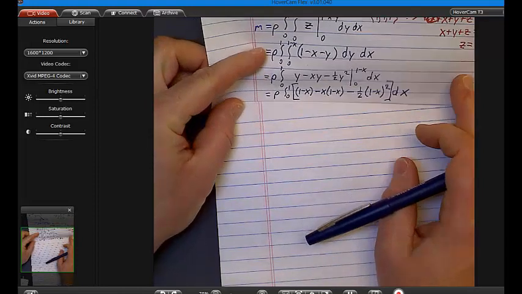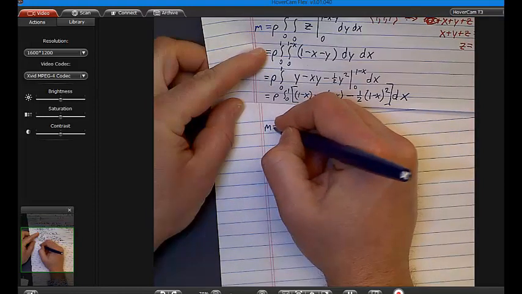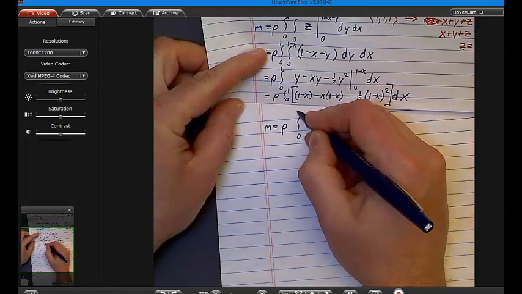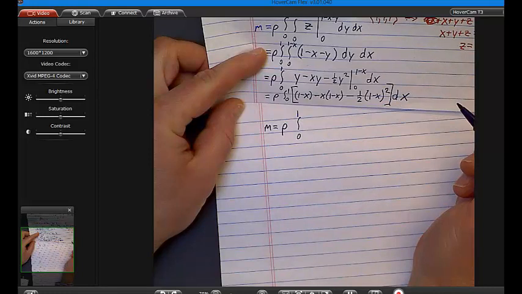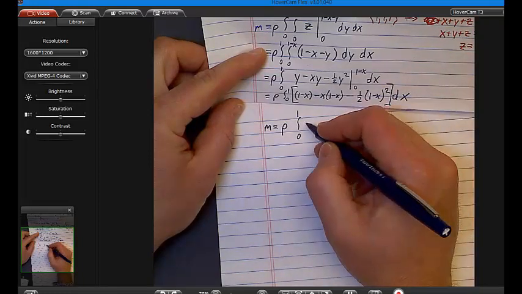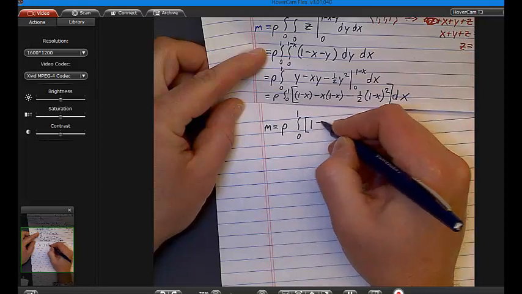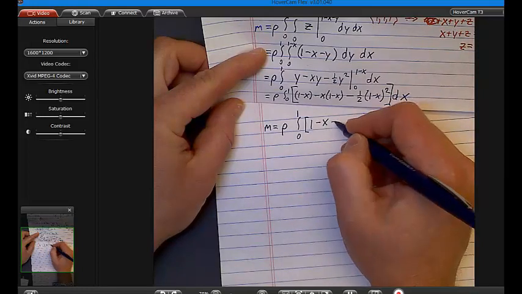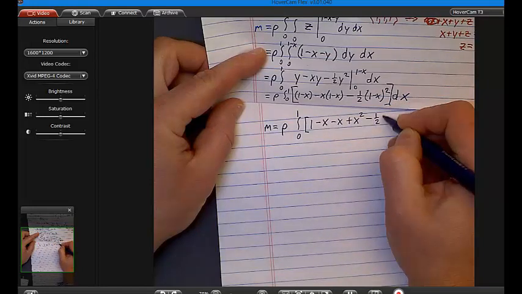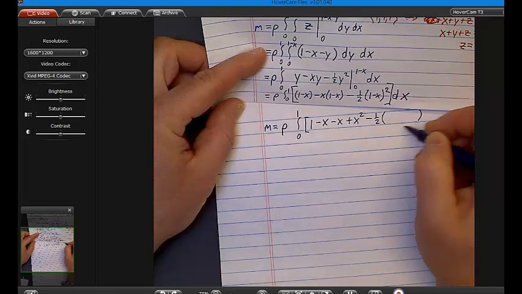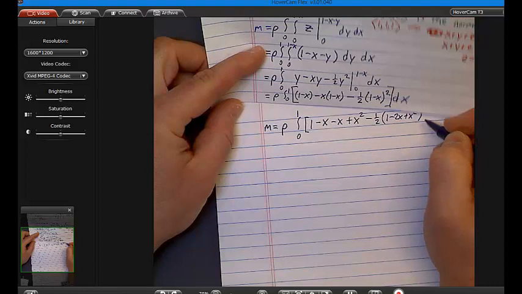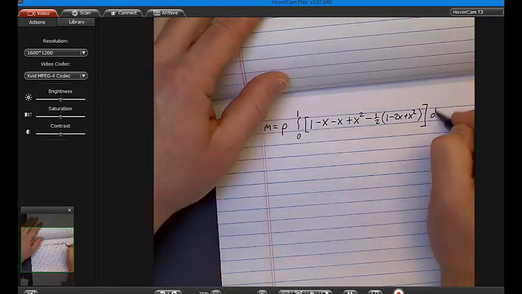Let's see. M is equal to rho times integral from 0 to 1 of what? All right, I better just kind of simplify here. This is a big mess. 1 minus x minus another x plus an x squared minus 1/2 of, and this is 1 minus 2x plus x squared, dx.